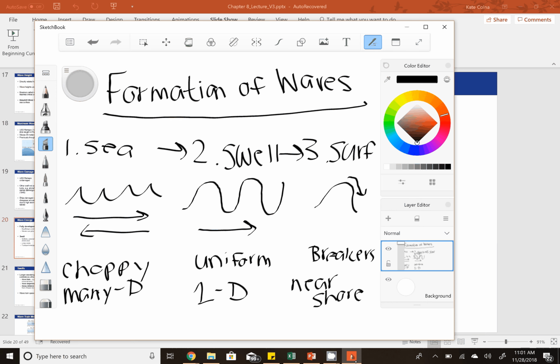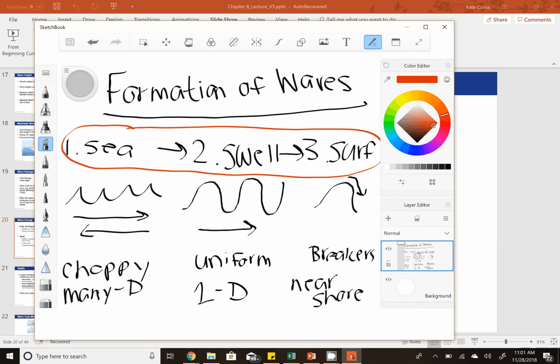For the exam, all you need to know is the typical formation of waves goes from a sea to swell to surf, and just identify that in a multiple choice question. You just need to know this order.